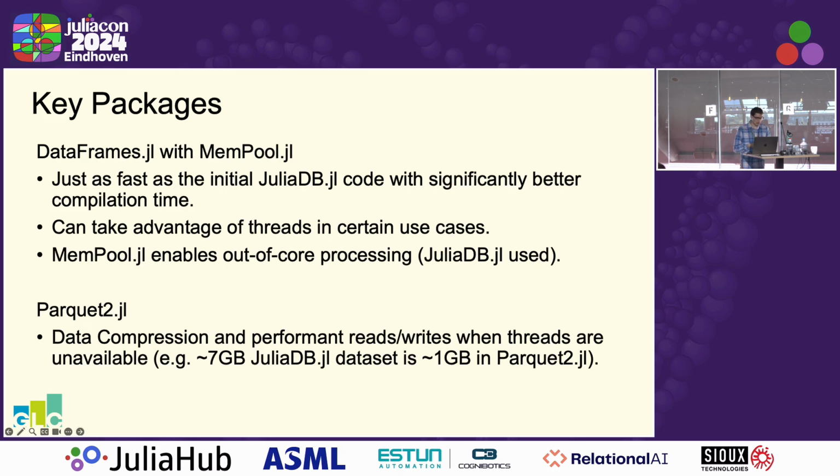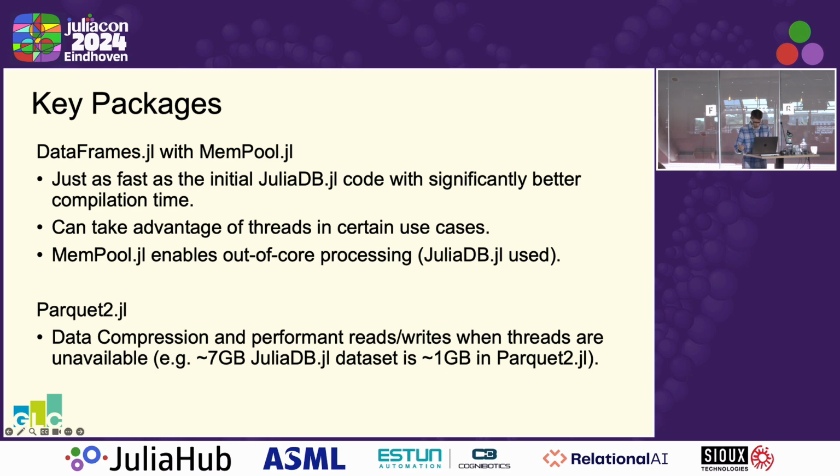So again, we moved to DataFrames, and this is just as fast as the initial JuliaDB code. Not many people have probably used JuliaDB in this room, but it was very compiled down to the exact columns and data that was being used. And so that's why it was really fast. But when you start using 5 columns instead of 4 columns, now you have to compile a whole new method. So that was an unfortunate compile time problem that was solved by using DataFrames in this case.